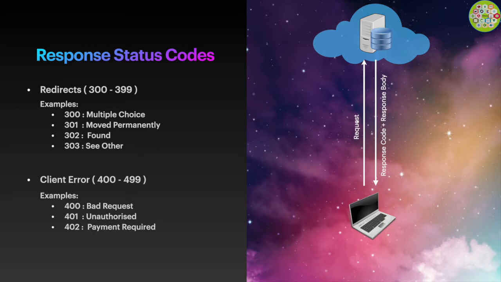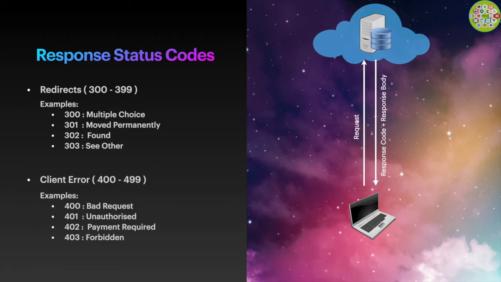Then we have 403, that is forbidden. The client does not have access rights to the content. That is, it is unauthorized. So the server is refusing to give the requested resource. Unlike 401, the client's identity is known to the server.